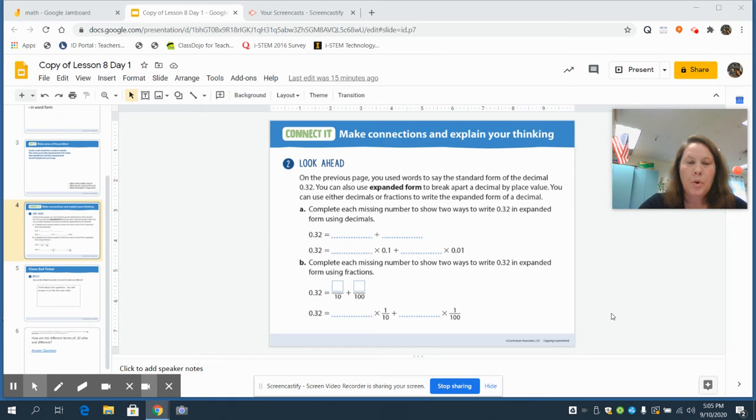All right, so on this slide, you are working on rewriting 23 hundredths in various types of expanded form. You're working on first writing it in decimal expanded form two different ways, and then writing it in fractional expanded form in two different ways. So I'm going to use that number 0.23 that I used as an example before and go over how to do the different expanded forms with that decimal number, all right?